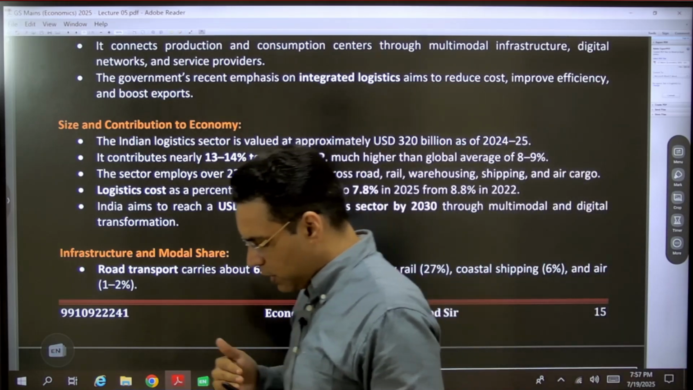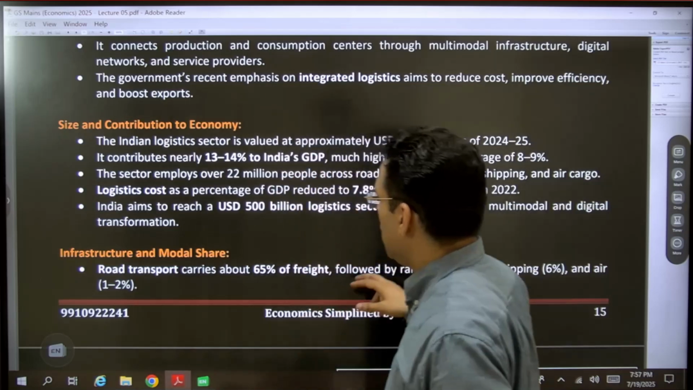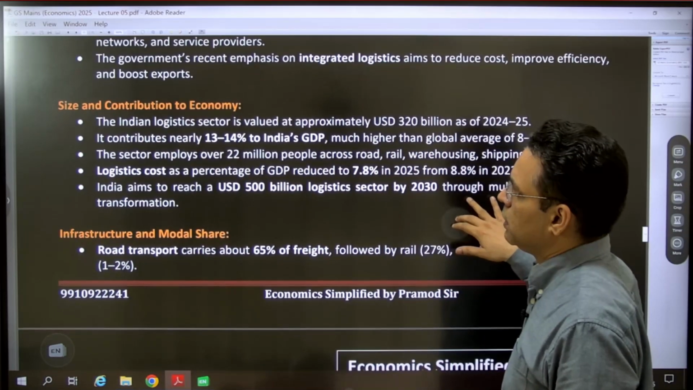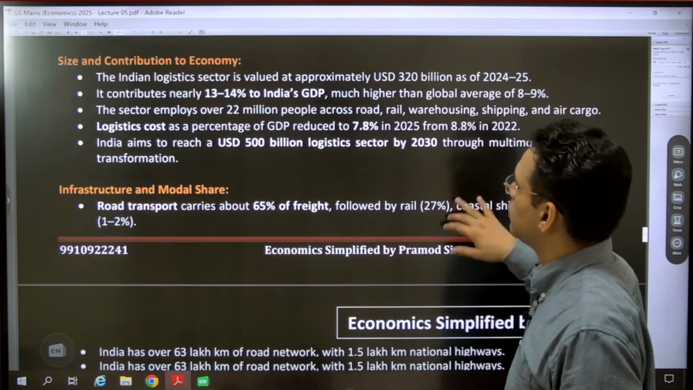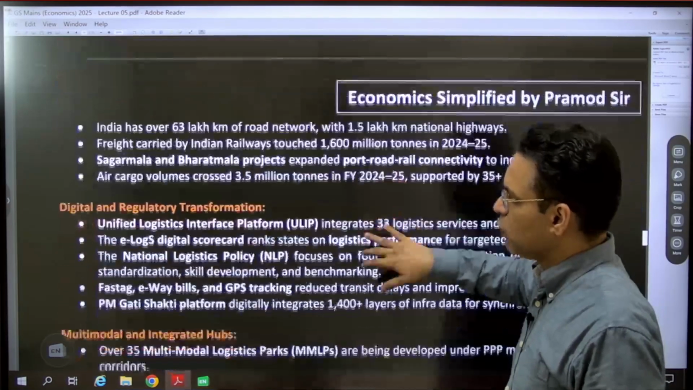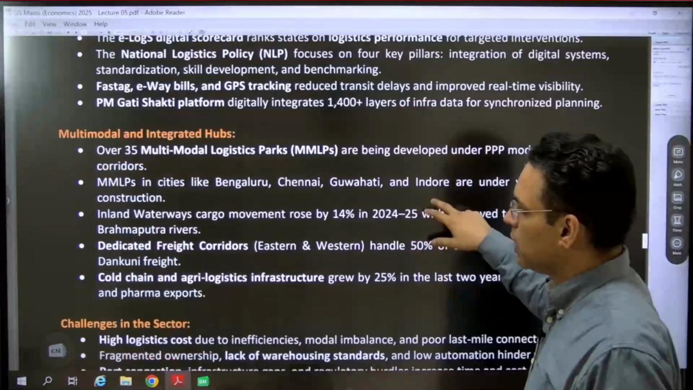Logistics means from the factory till the end user जो पूरा cost आता है उसको logistic cost बोलते हैं. As a percent of GDP reduced 7 to 8% from 8.8%. तो अभी हमें कम करना है इसको. And you have to invest in infrastructure, you have to create regulatory transformation, digital inputs, and create multimodal integrated hubs.